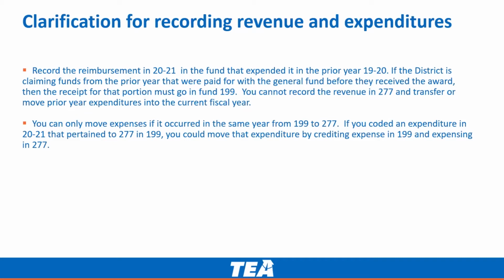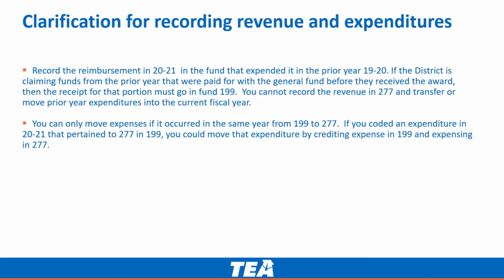That was some guidance that we had provided early on before we talked to GASB. So we have struck that from our FAQ. And so I wanted to make it clear that the previous ways that we have told you, you can't record the revenue in 277 and then transfer it back to the general fund. You'll just record that revenue in the general fund.